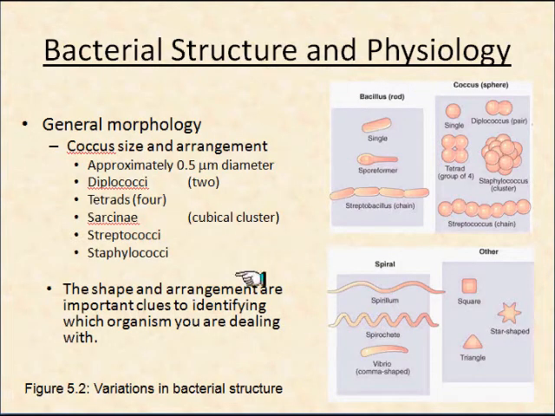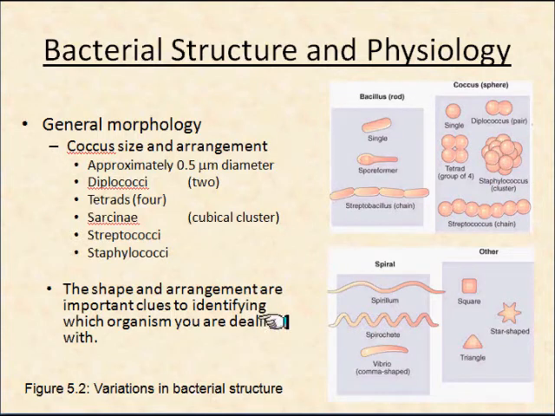Now, the cocci, we see those. That's a very common form, and they can arrange themselves in a number of ways. They are approximately half a micron in diameter, and they can come in twos, which are referred to as diplococci, or paired. They can come in tetrads, which are groups of four. You can get something called a sarcinia, which is a cubical cluster. And then we have streptococci, which are in chains, and staphylococci, which are in clusters like grapes.